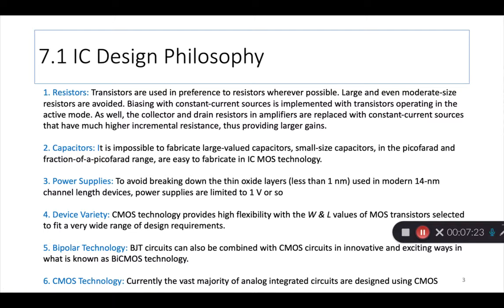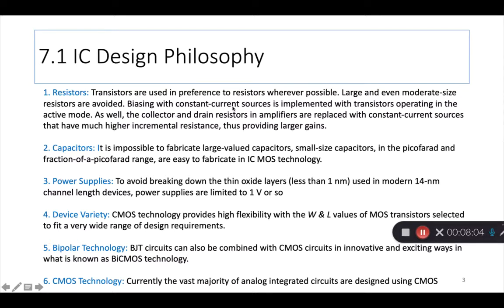Biasing generally means you need a resistor either in the collector circuit or in the drain circuit, right? So that resistor can be removed if we use constant current sources, and that's what is done in the IC biasing approach. Also, that's what it says. Collector and drain resistors in amplifiers are replaced with constant current sources that have much higher incremental resistance, and thus they provide larger gains.